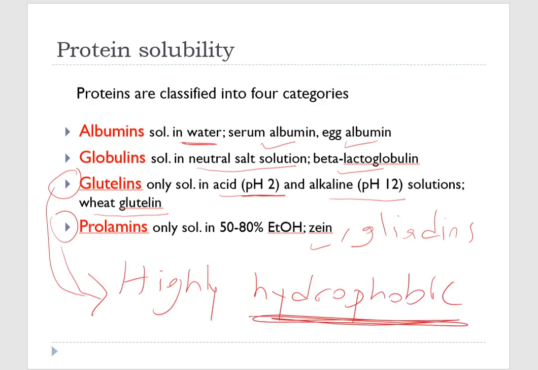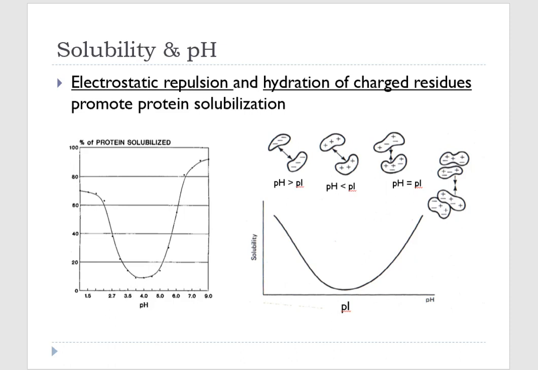Okay, highly hydrophobic proteins. Let's continue. So solubility is affected by several conditions, especially pH. The solubility of a protein is related to the pH of the environment. pH is the most important factor when it comes to the degree of protein solubility.